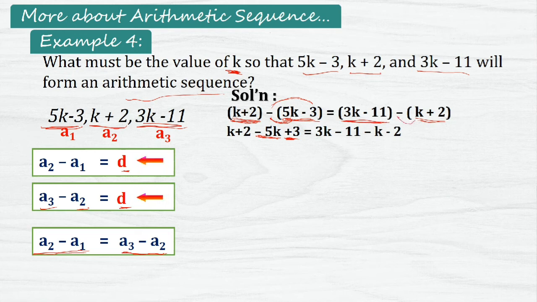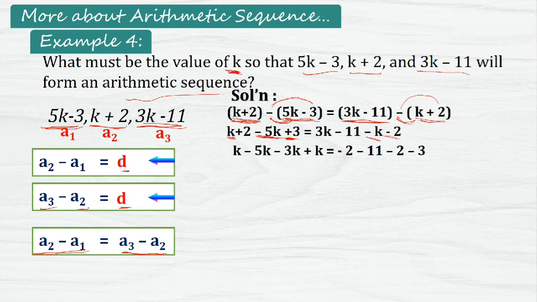And then distribute. Negative times k is negative k. Negative times positive 2 is negative 2. And then combine natin, combine like terms. Okay, ilipat itong may variable sa left side. So that's k as easy k and then minus 5k.